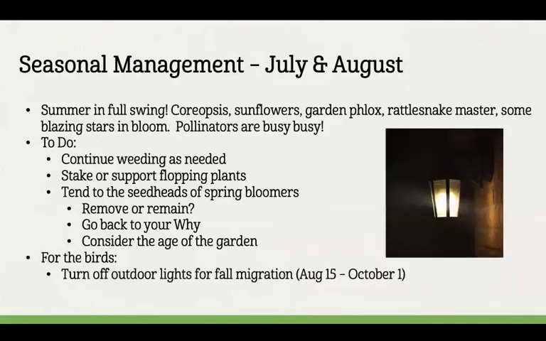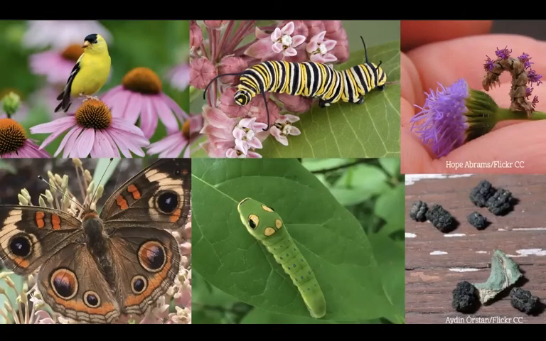During this time, we're going to turn off outdoor lights for the fall migration, which starts in Kansas City around the middle of August and continues through the fall. During the season, we can watch for goldfinches building nests. They nest later than most songbirds, so they're busy during this time.